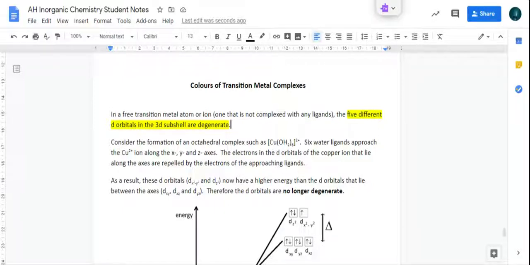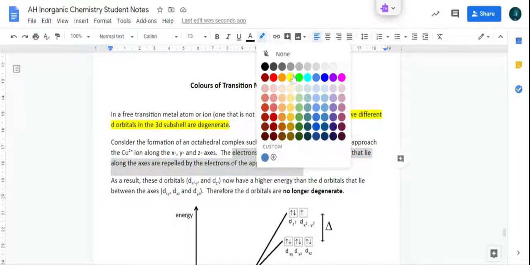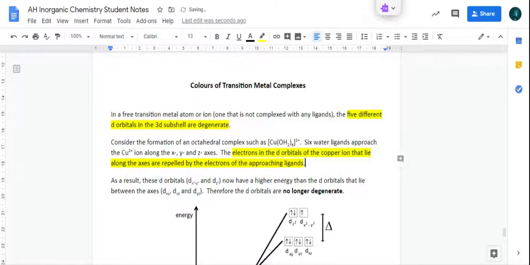Okay, remember your 5 d orbitals. There are 3 of them which lie in between the axes, the dxy, the dxz, and the dyz. And there are 2 orbitals, the dx squared minus y squared and the dz squared, which lie along the x and y axes and the z axis. So the electrons in those orbitals, the ones that lie along the axes, will be repelled by the electrons from the approaching ligands.